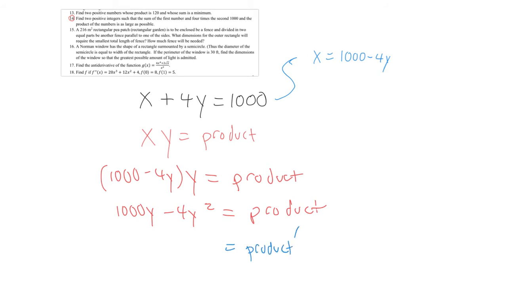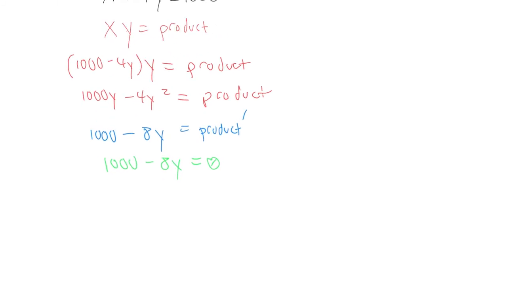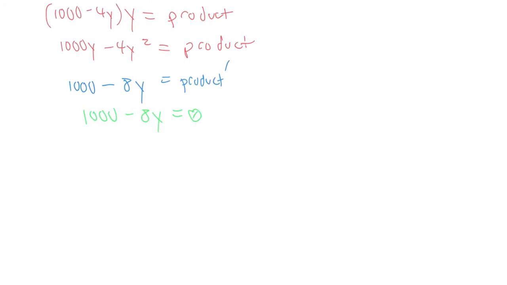All right. Different ways of annotating that, I suppose, as long as you know what you're talking about. So we have 1000 minus 8y. And then, of course, we're going to set that equal to 0. That's typically what we do, right? That's going to equal 0. And therefore, we are looking at 8y equals 1000. And therefore, y is definitely 1000 over 8.